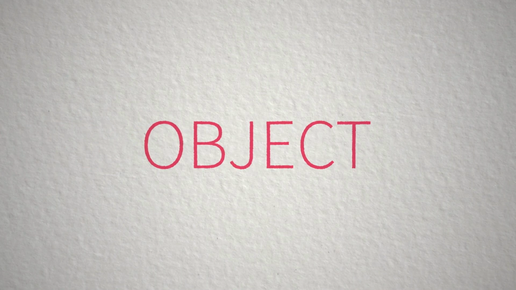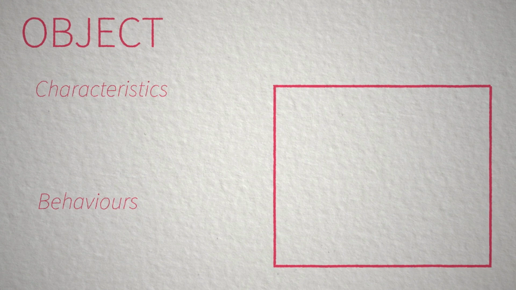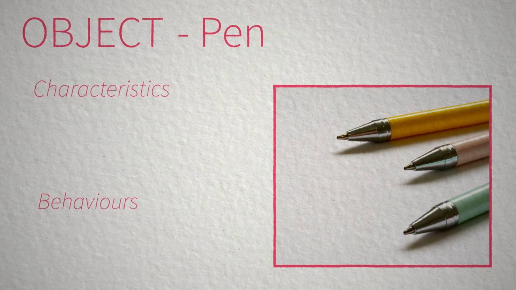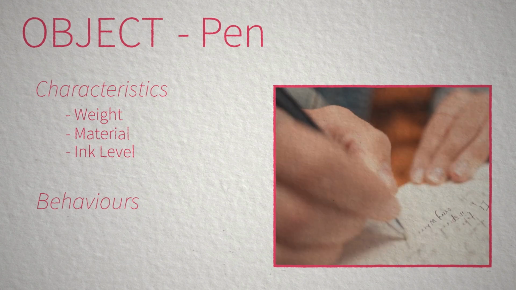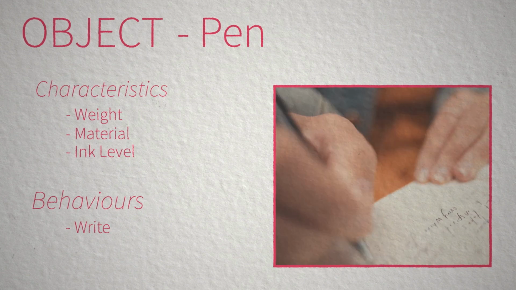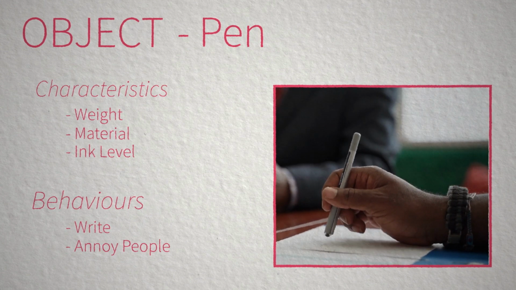First, we're going to start with the term object. An object can represent anything that has its own characteristics and behaviors. For example, a ballpoint pen has the characteristics of weight, the material it's made from, its ink level, and so on. And it has behaviors, such as being able to write, or make a noise when tapped on a desk.